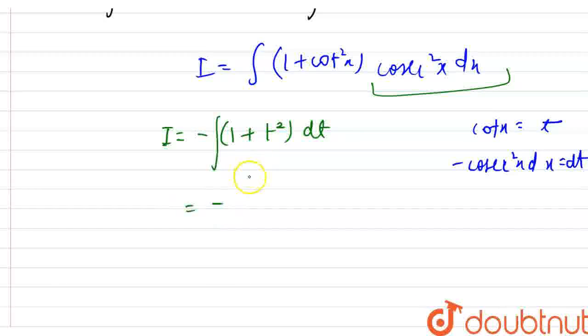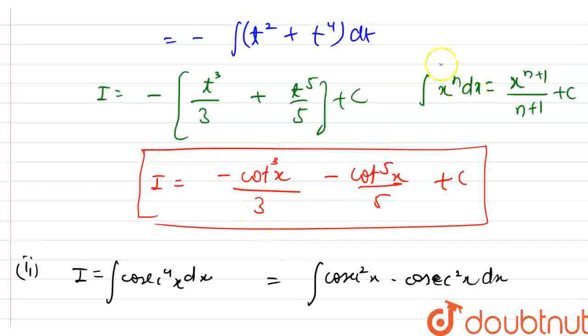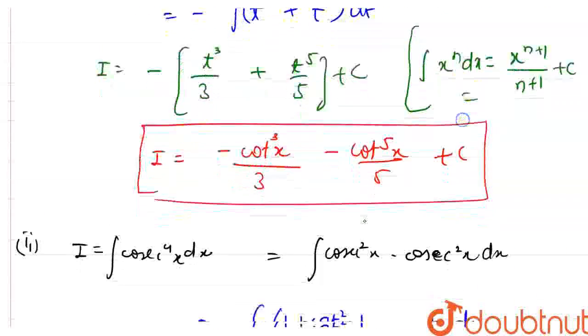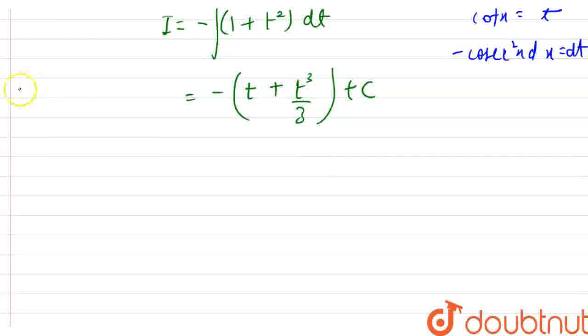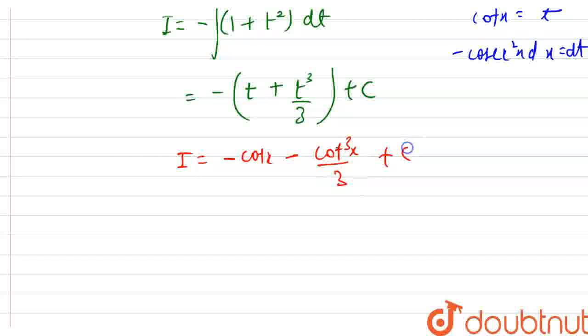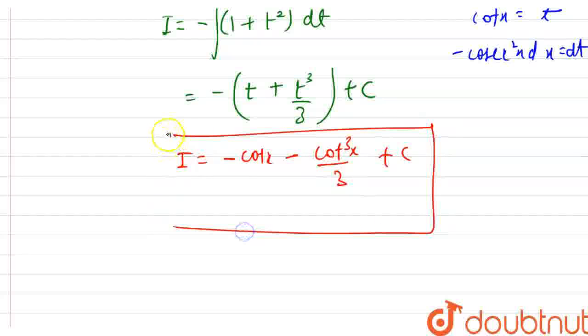Now I'm going to integrate this thing by using this formula. Okay, so it will be integration of 1 is t plus integration of t square will be t cube over 3, plus c as my integrating constant. Now I'm replacing my t, as I assumed t was cot x, so I'm writing here minus cot x minus cot cube x over 3 plus c. It is the final answer for my second part.